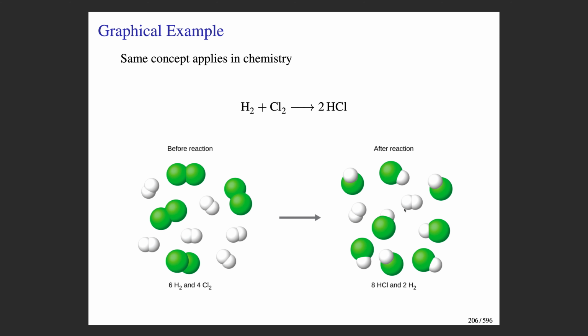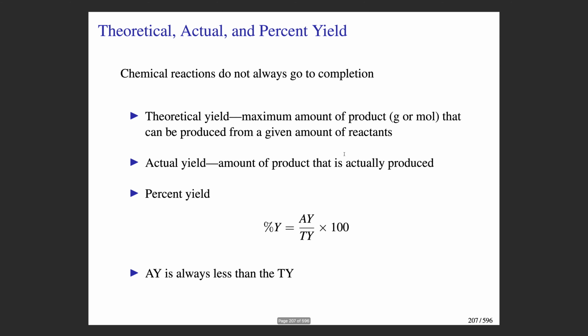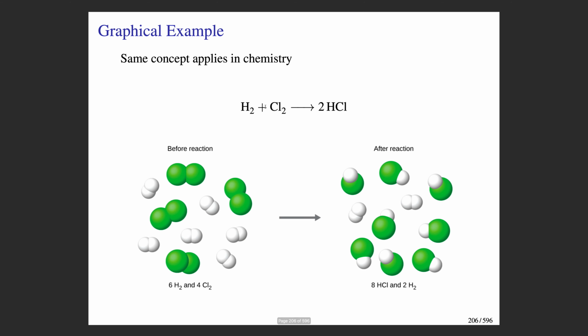Okay, and so that's the idea of a limiting reactant. The chlorine in this case limits the theoretical yield of the hydrogen chloride, right? So the maximum amount of hydrogen chloride we can make is limited by the amount of chlorine we have. Hydrogen is the excess reactant in this case.